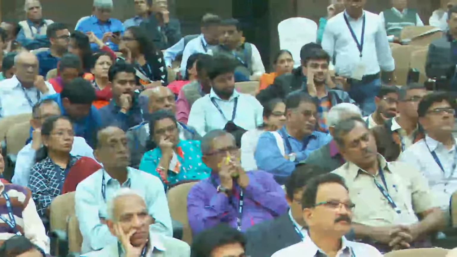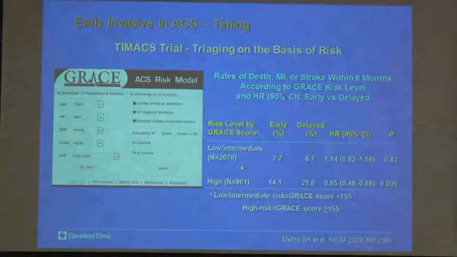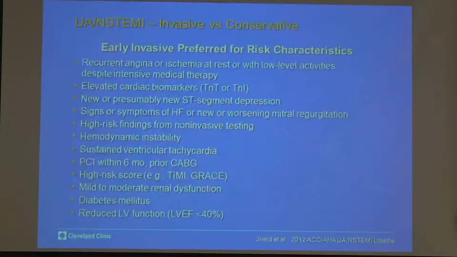The TACTICS trial is another very important trial to understand. If you take about 3,000 patients, and now the GRACE score, again, in serial ECGs, troponins, their outcomes with conservative treatment versus aggressive treatment are very similar, 7.7 versus 6.7%. But if you take the high-risk patients, obviously different. So again, trying to understand who is at high risk with ACS is a very important part of decision-making, that who requires early versus delayed revascularization.